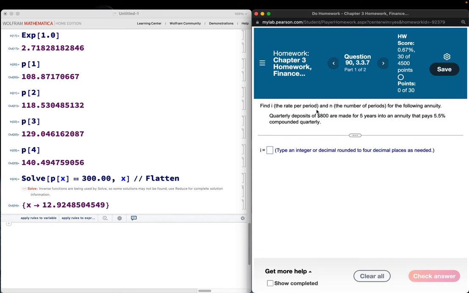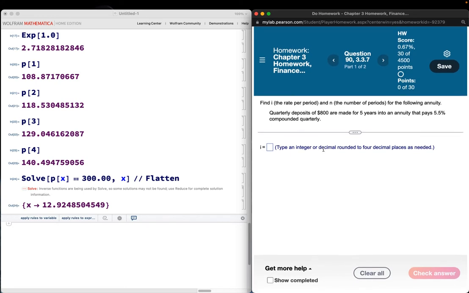Find i the rate and n the number. Oh, this one's actually not tricky at all. This one's actually pretty simple. So it says find i the rate per period and n the number of periods for the following annuity. So quarterly deposits of $800 are made for 5 years into an annuity that pays 5.5% compounded quarterly.